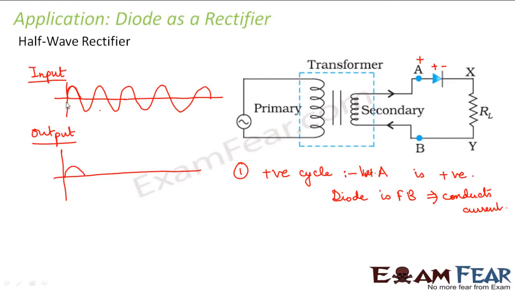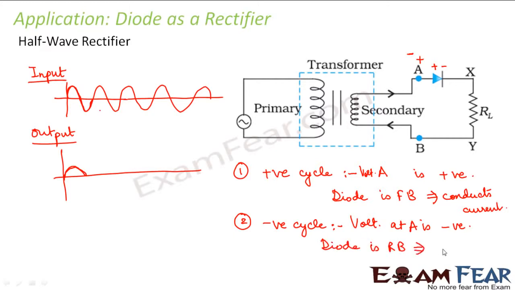So this is my positive cycle. In the positive cycle, this was the input, so this will be the output. Now what happens in the negative cycle? Negative cycle means when this part of the voltage is applied as input. In that case, the voltage at A is negative. Therefore, the positive of the diode is connected to the negative. As a result, the diode is reverse biased. Therefore, it conducts zero current.